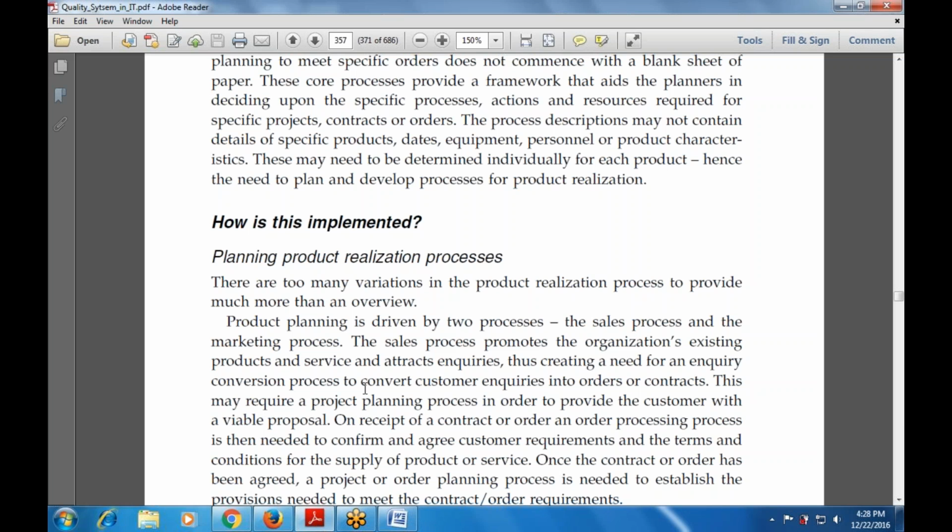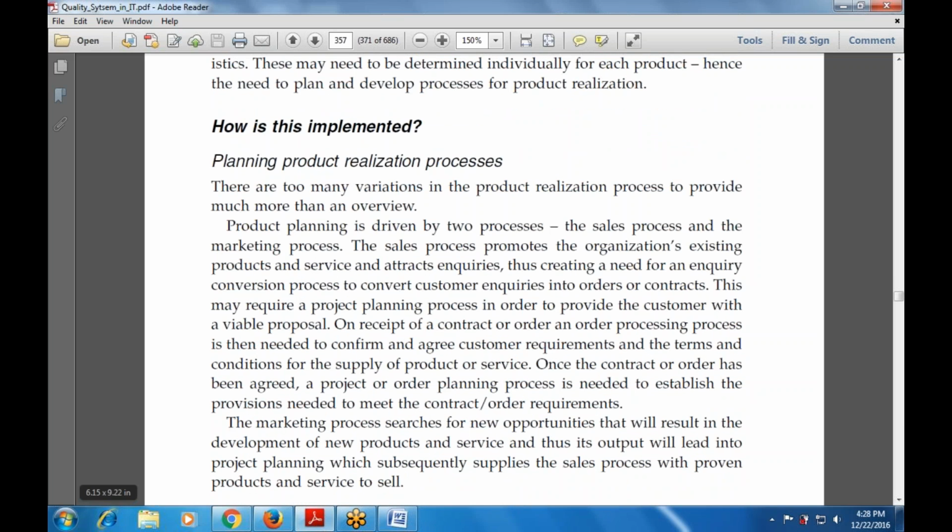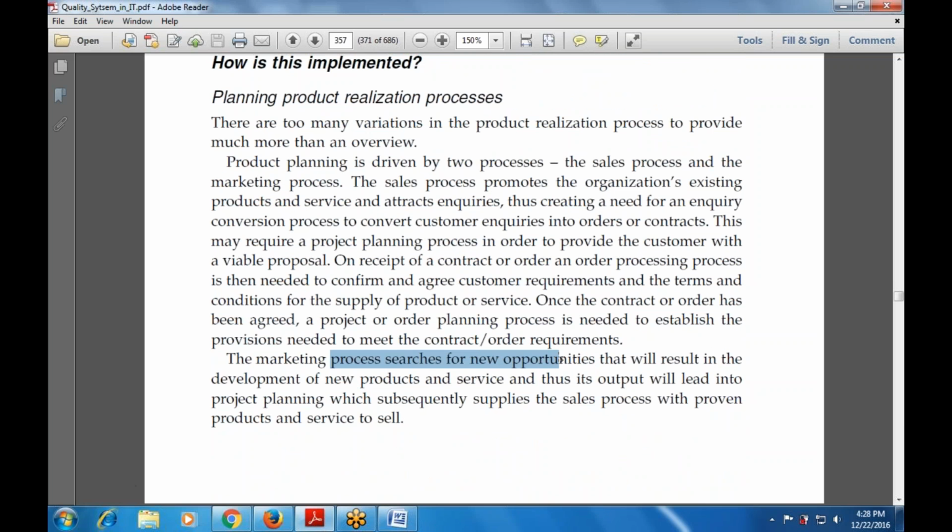This is used to establish the customer needs or requirements, and the marketing process searches for new opportunities that will result in the development of new products and services. The output will lead to the project planning that supplies the sales process, that supplies the products and services to the next sale.